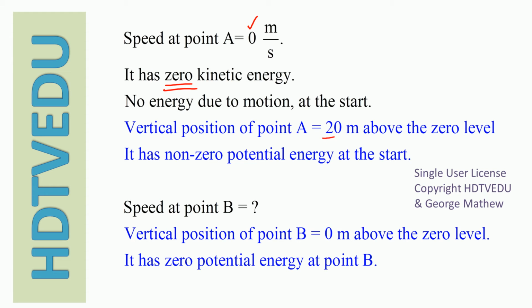What is the vertical position of point A? It is 20 meters above the zero level. Remember, it is you who set the zero level. You can set the zero level at any point you want. It has non-zero potential energy at the start. How about at B? At B, you have speed at B, but the vertical position of point B is 0. It has 0 potential energy. That means energy due to position is 0.